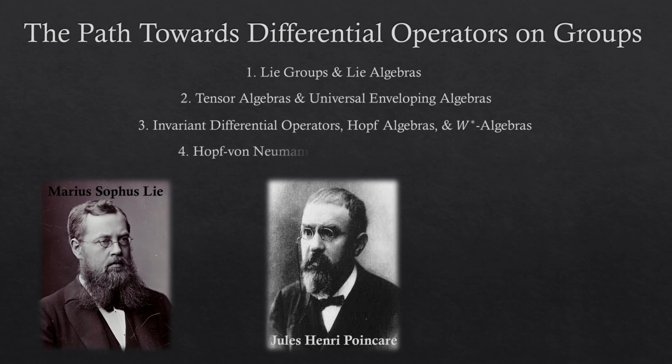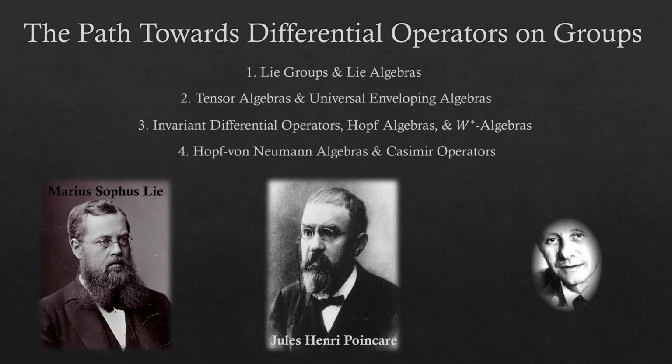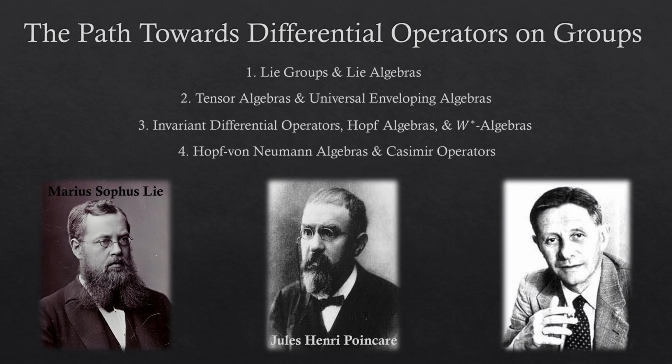But then we'll cover Hopf-von Neumann algebras. We'll take the W-star algebra structure and merge it with the Hopf algebra to create a stronger algebra of invariant differential operators on Lie groups, for which its center generates what's called Casimir operators. And here's a picture of Heinz Hopf.